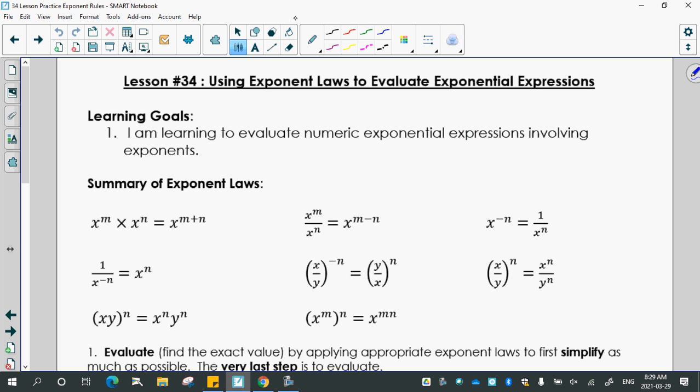This means when you multiply powers with the same base, you keep the base and add the exponents. That was a grade 9 rule. Divide powers with the same base, you keep the base and subtract the exponents. Raise a base to a negative exponent, it means 1 over that base to the positive exponent. This was new in grade 10, our negative exponent rule.